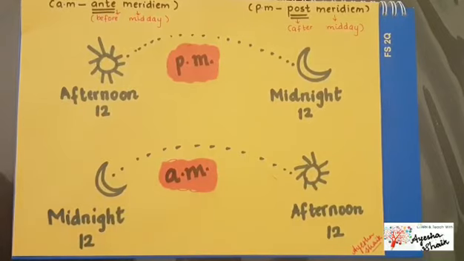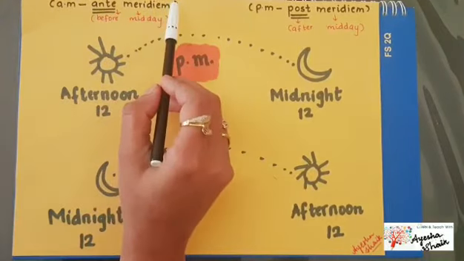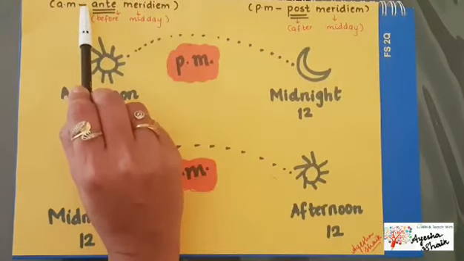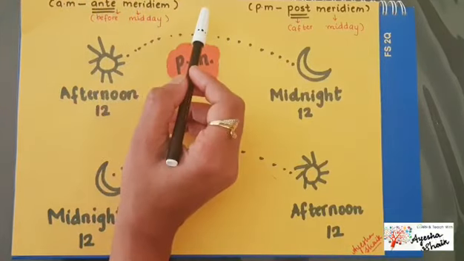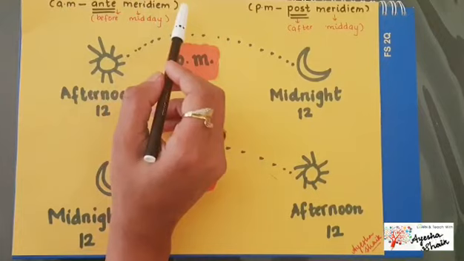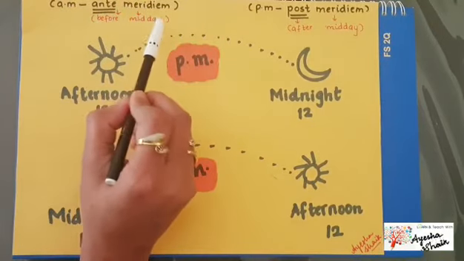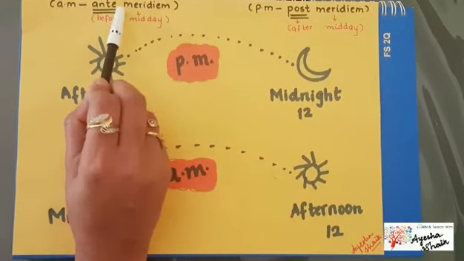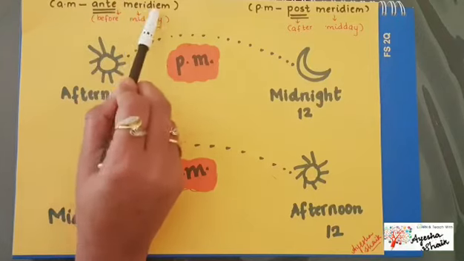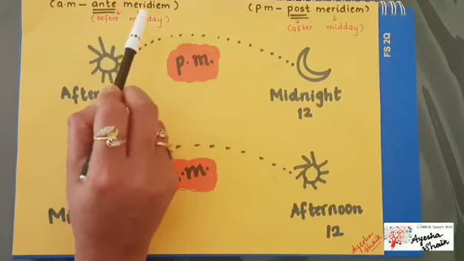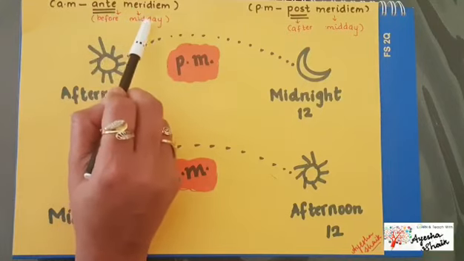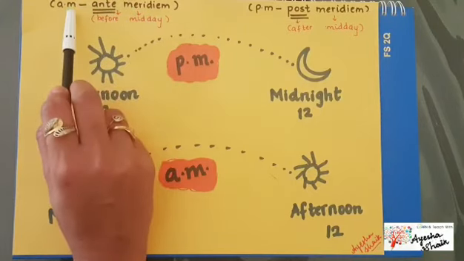The second way is by knowing the full form. What's the full form of AM? It means antimeridian. This is a Latin word, okay, and the meaning of this is before midday. Anti means before, meridian means midday. So before midday, that's 12 o'clock in the afternoon. Before 12 o'clock in the afternoon, it's called AM.